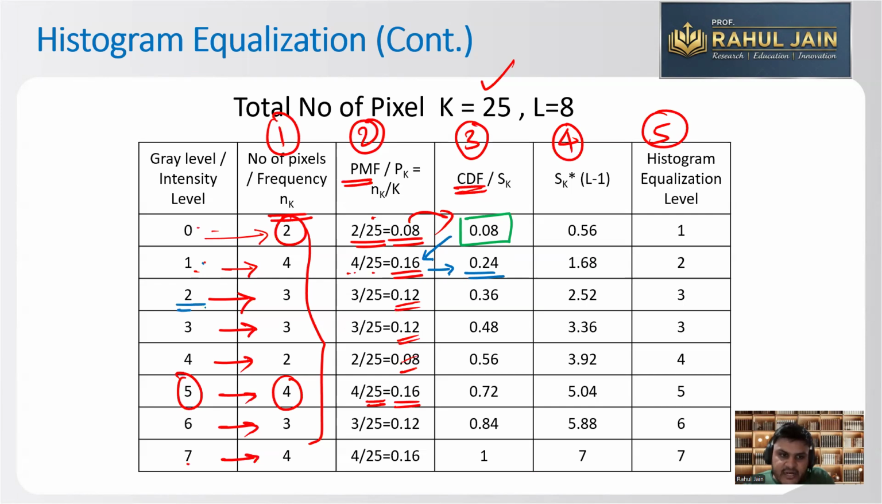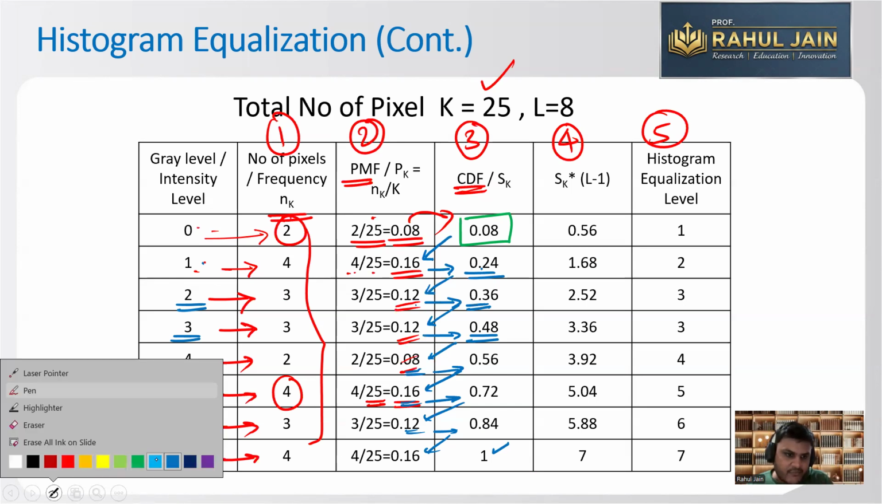What would be the CDF value for intensity level 2? Keep adding the previous CDF value to it. So 0.24 plus 0.12 is 0.36. Again, what is the CDF value for intensity level 3? Keep adding the previous value: 0.48. Keep adding to the current one: 0.56. Then 0.72. Then 0.84. And for the last level, 0.84 plus 0.16, 1 is the CDF value for intensity level 7. Getting it? Right.